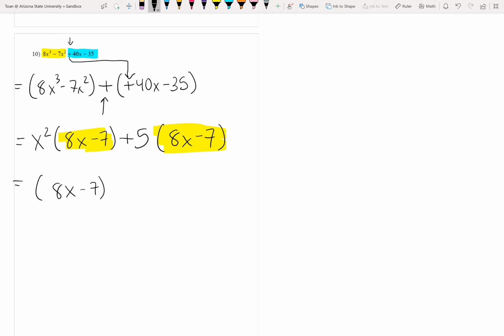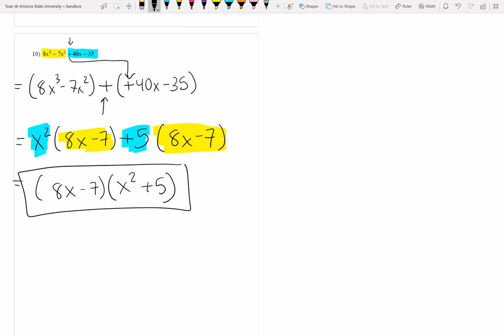But with all factoring, you always put the leftovers in their own parentheses. And the leftovers are the x squared and the plus 5. That is the factored form of the original problem.